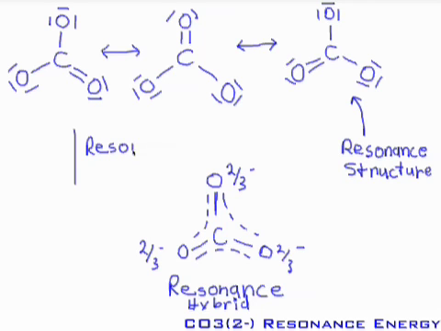The resonance energy is that energy by which the resonance hybrid is more stable than the most stable of the resonance structures. And in this case, all three resonance structures are identical. That is, two single bonds to oxygen and a double bond to oxygen. So they all make equal contribution to the resonance hybrid. They all make 1/3 contribution.